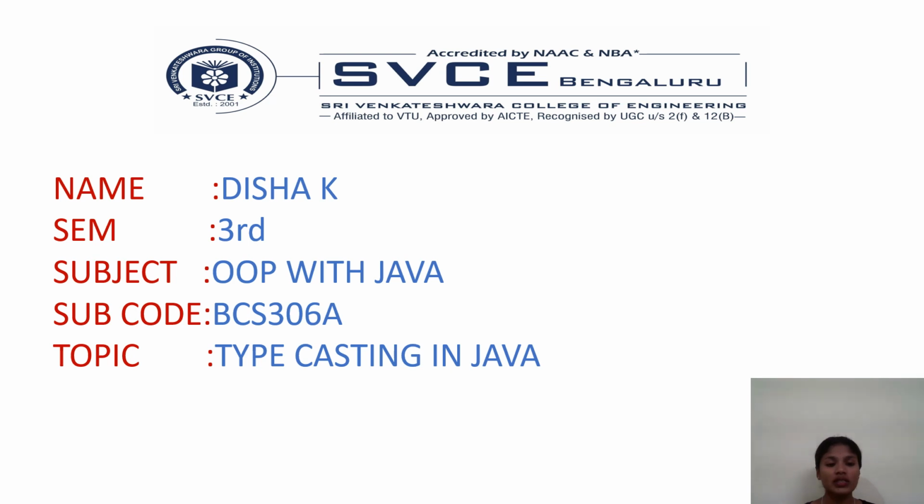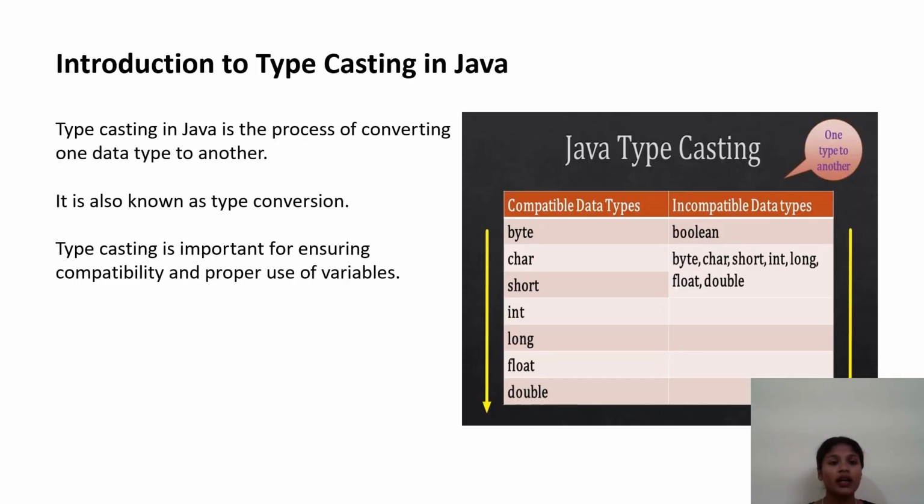Today I am going to discuss typecasting in Java. Introduction to typecasting in Java. Typecasting in Java is a process of converting one data type to another data type. It is also known as type conversion. Typecasting is important for ensuring the compatibility and proper use of the variables.